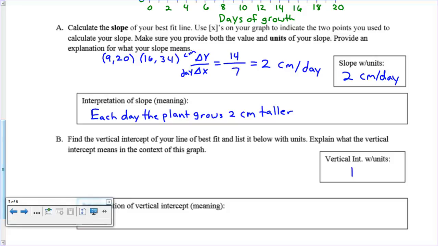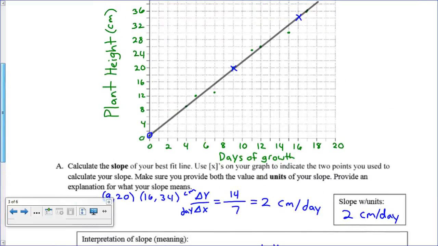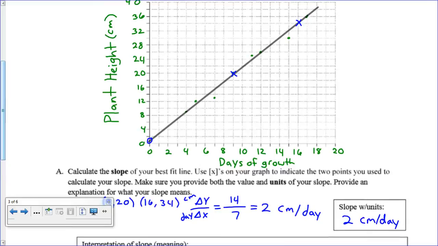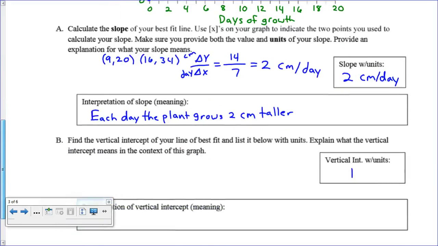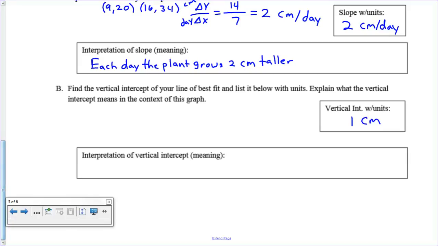All right. And then the units on that, since it's on the vertical axis, we look at the units on the vertical axis, that's centimeters on the y. So 1 centimeter is the units. And then the interpretation of that, it's going to be the plant's height at 0 days, or the initial height of the plant, or something along those lines. So that would be a good interpretation there.